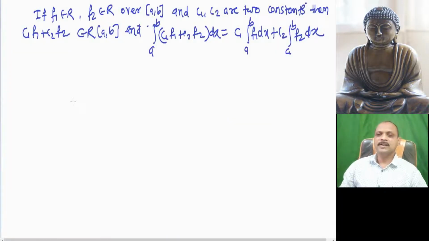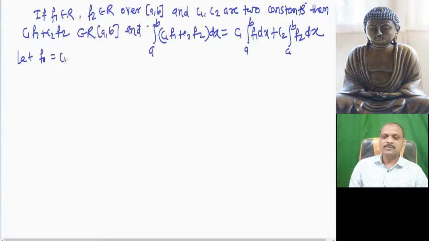Now the next result: if f1 is Riemann integrable, f2 is Riemann integrable, and c1, c2 are constants, then c1 f1 plus c2 f2 is also Riemann integrable, and the integration of c1 f1 plus c2 f2 equals c1 into the integration of f1 plus c2 into the integration of f2. So first we let f equal to c1 f1 plus c2 f2.